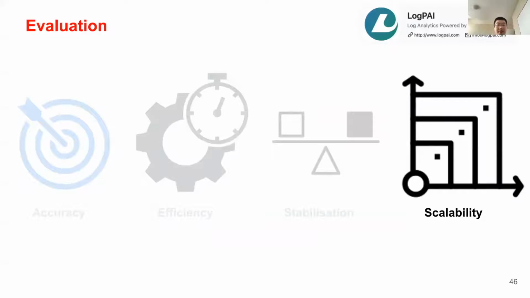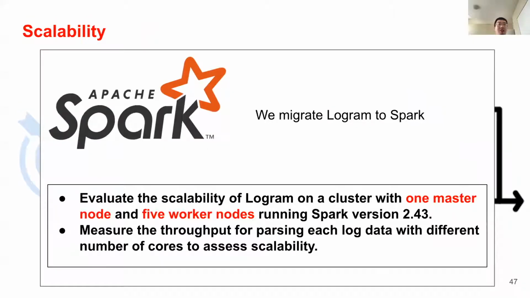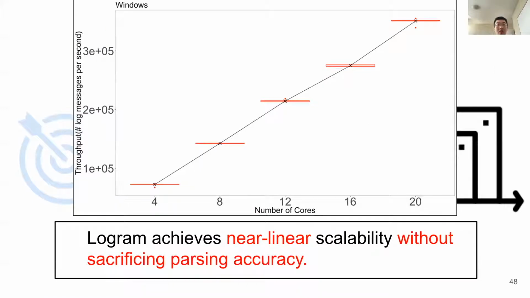Finally, scalability. To measure scalability, we migrate Logram to Spark. We evaluate the scalability of Logram on a cluster with 1 master node and 5 worker nodes, and we measure the throughput for parsing each log data with different numbers of cores to assess scalability. Here we show the results from the Windows dataset. The red boxes are the box plots of throughput. The result shows Logram achieves near linear scalability without sacrificing parsing accuracy.